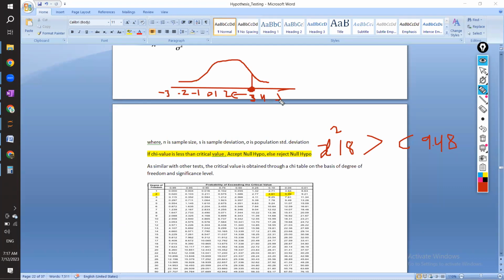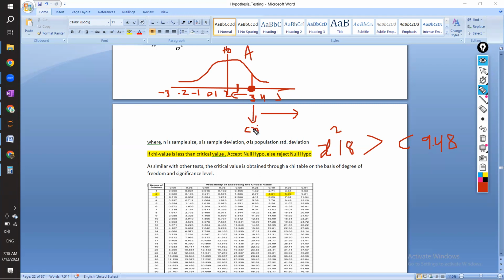Now 3 is my critical value. And if my chi-square is less than the critical value, which side will it fall? Left side, right? So obviously it will fall somewhere over here. That means it is coming towards the null hypothesis, so in that case we should accept. Towards the null hypothesis, accept.